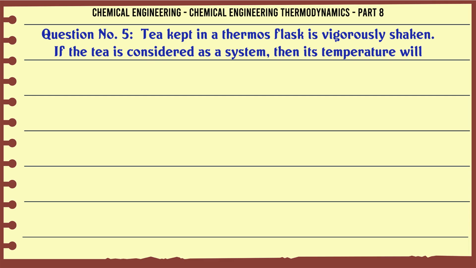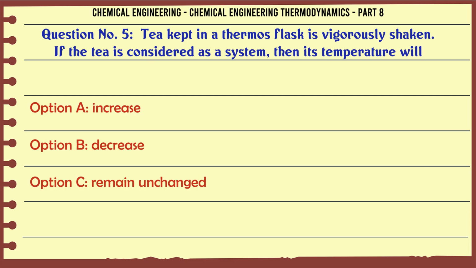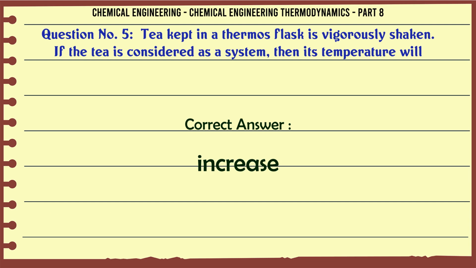Tea kept in a thermos flask is vigorously shaken. If the tea is considered as a system, then its temperature will: A. Increase. B. Decrease. C. Remain unchanged. D. First fall and then rise. The correct answer is increase.